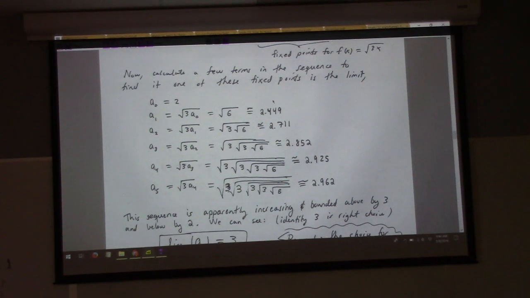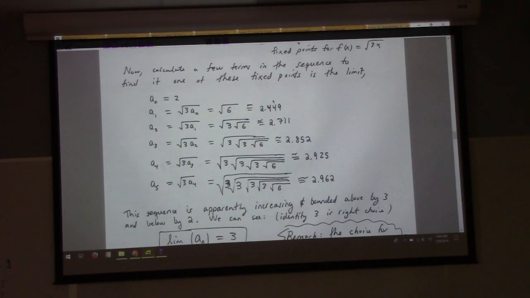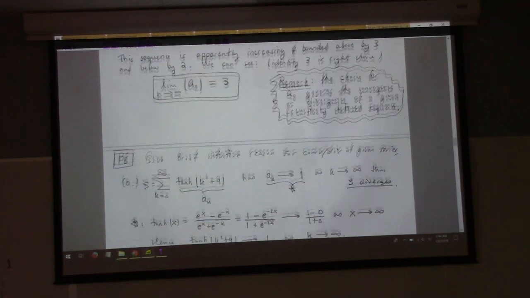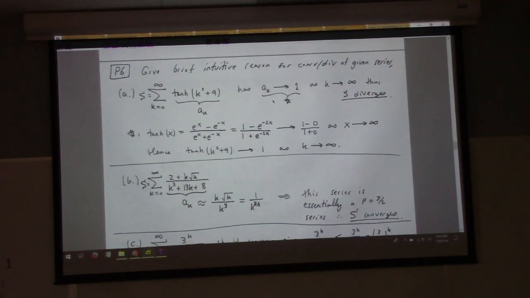But the cool thing is, you could figure out that this is going to 3 with a fair amount of certainty by just solving the fixed point equation and doing a little bit of numerics. So we can see that the limit as n goes to infinity is 3. All right.